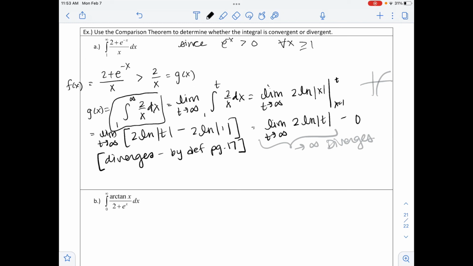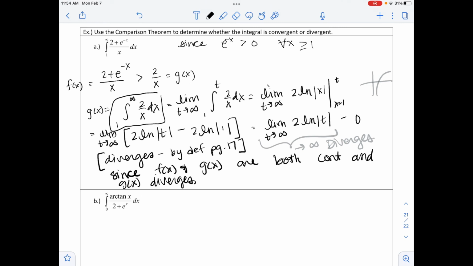So we'll say since f of x and g of x are both continuous, and g of x diverges, and f of x is greater than or equal to g of x, then f of x diverges also by the comparison theorem.